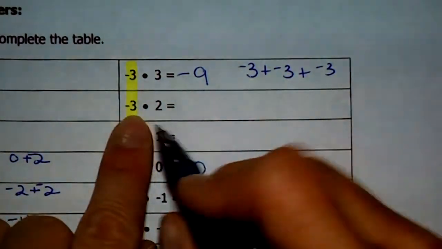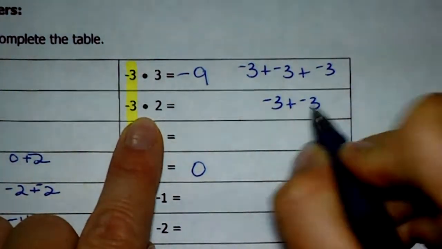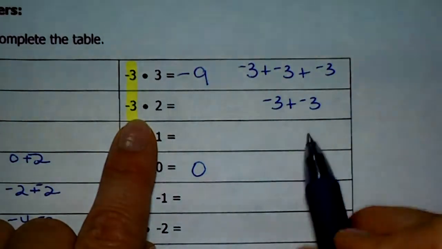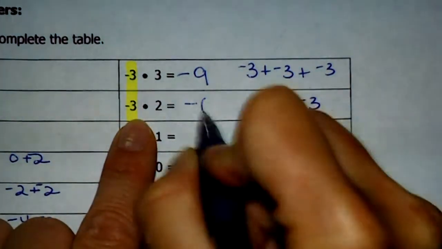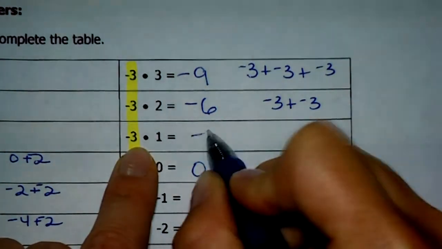Now look at the next one. This is negative 3 times 2. That means I have negative 3 twice. So negative 3 plus negative 3, that's negative 6. If you have negative 3 one time, that just means you have a negative 3.